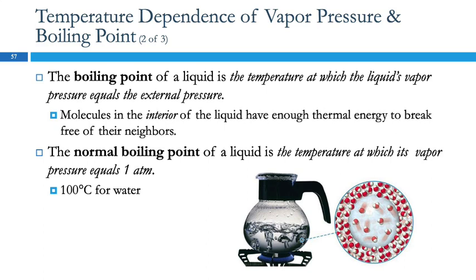So as I mentioned, the boiling point is the temperature at which the liquid's vapor pressure is equal to the external pressure. And now we have not only the molecules at the surface that can escape, but ones that are actually in the interior of the liquid. So the boiling point will depend on the external pressure. What we call the normal boiling point is the temperature where the vapor pressure of that liquid is equal to 1 atmosphere, which is like normal pressure, right? For water, that temperature is 100 degrees Celsius.